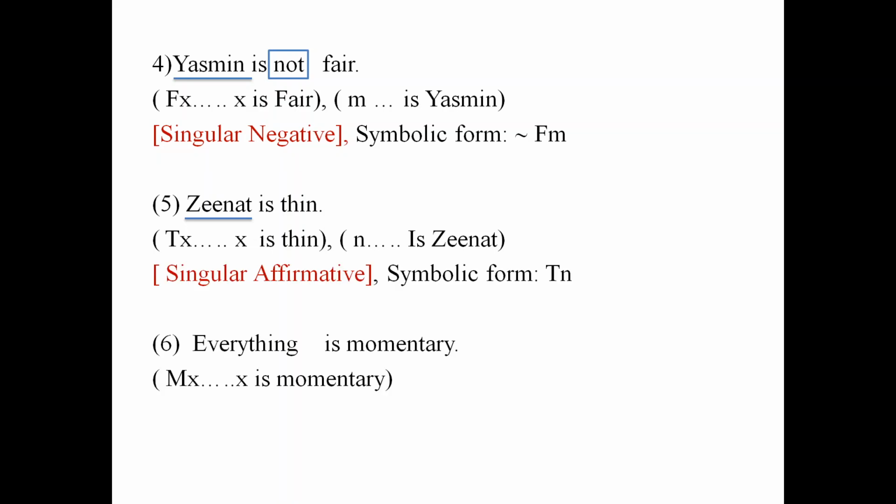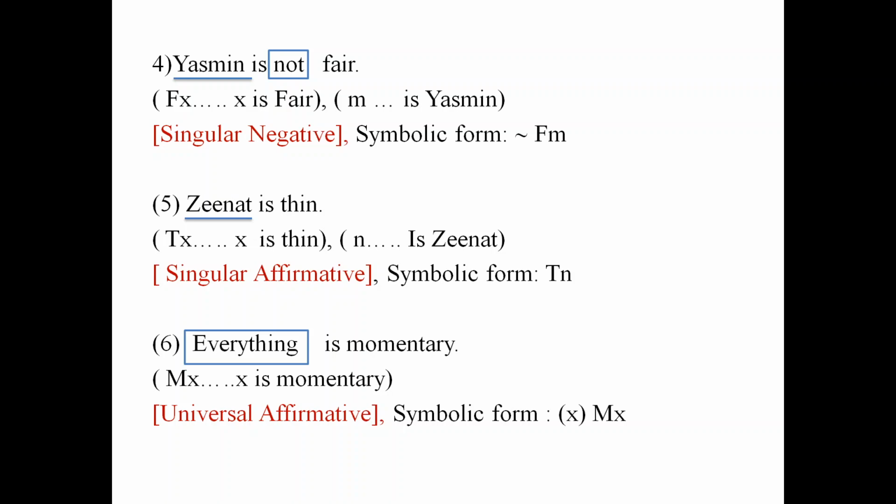Sixth one, everything is momentary. Here the word everything is used, and there is only one class, that is the class of momentary. So it's a universal affirmative. The word everything is used, so it's a universal affirmative. The symbolic form will be universal quantifier phi x. Instead of phi, you are going to place capital M. So the whole expression will be written as universal quantifier Mx. It's read as: given any x in the class, x is momentary.